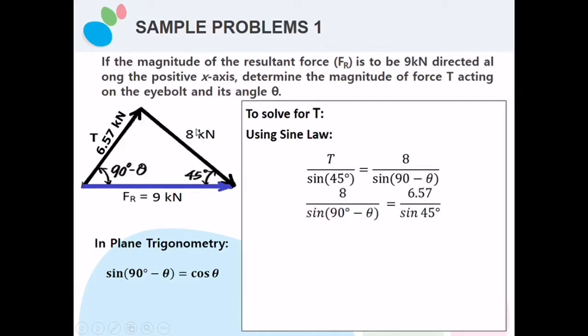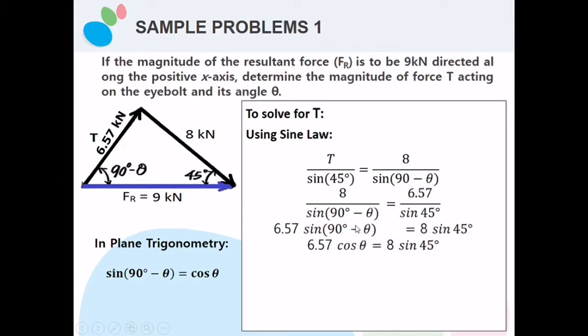So let us substitute the given. Our t is 6.57 kilonewton. So 8 here is given, and then sine of 90 minus theta. So we are trying to solve the theta here. And then here is also sine of 45 degrees. So let us cross multiply. So 8 times sine 45 degrees, and then 6.57 times sine 90 minus theta.